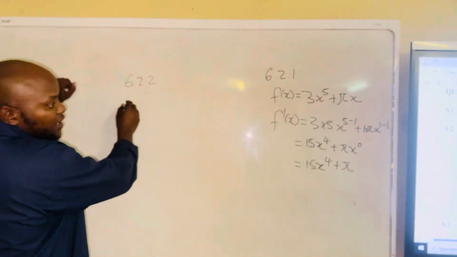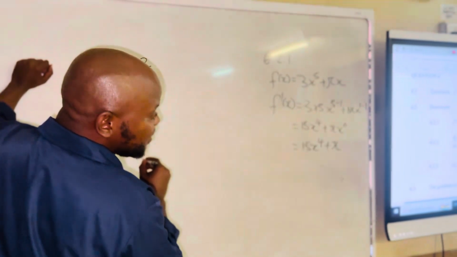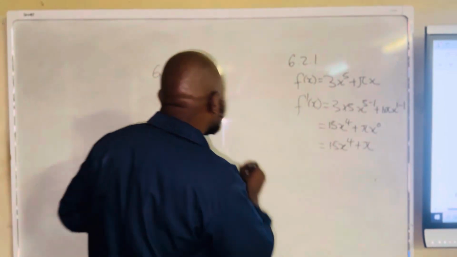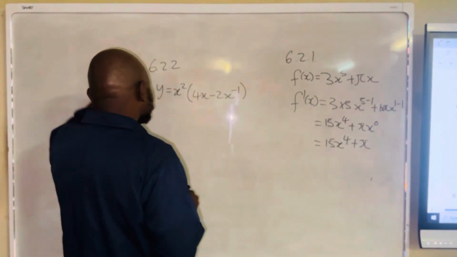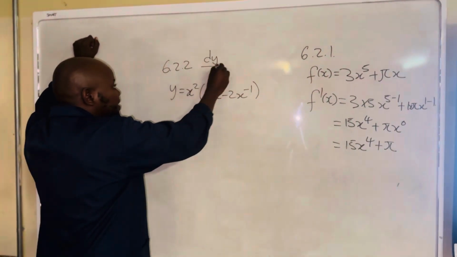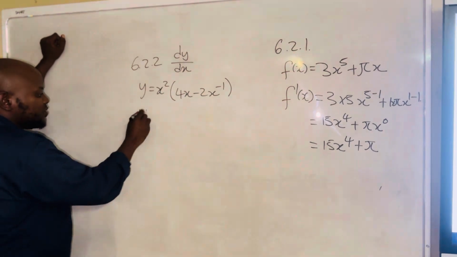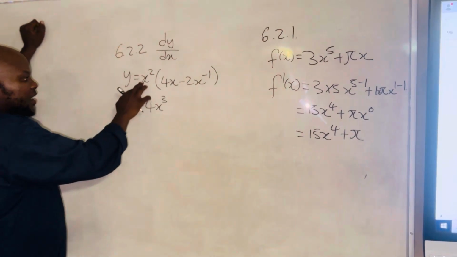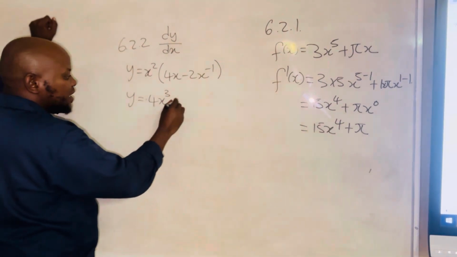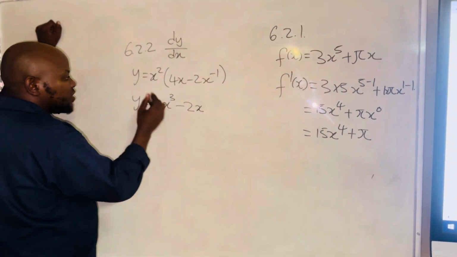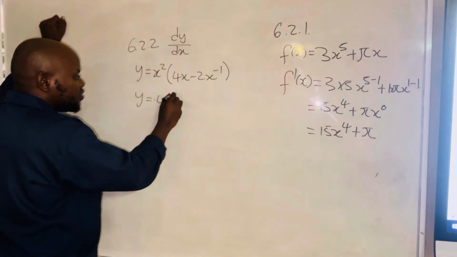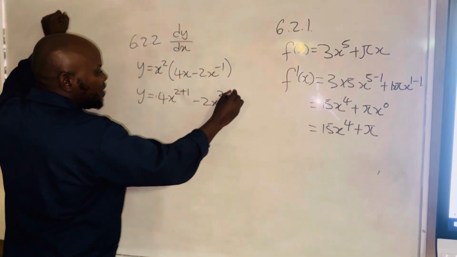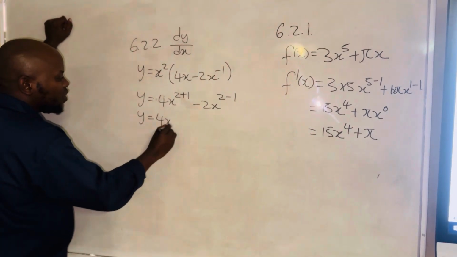Y is equal to x squared into 4x minus 2x, with x equal to negative 1. What I'm looking for here is dy divided by dx. You haven't differentiated yet; you are still continuing with your y. Multiplying the same base, we add the exponents: 4x raised to 3, since it's 2 plus 1, and minus 2x raised to 2 minus 1.